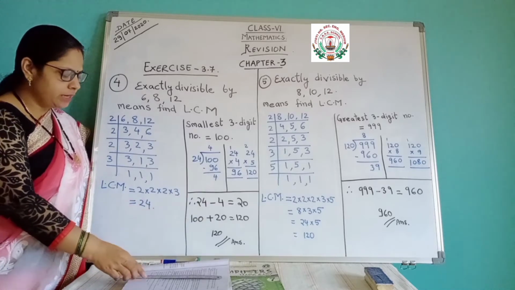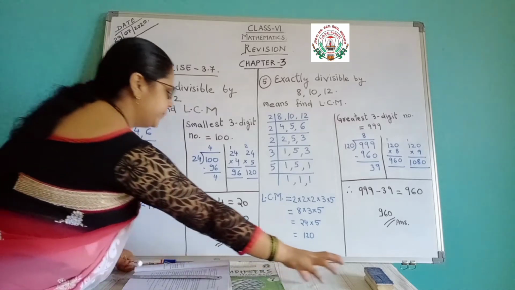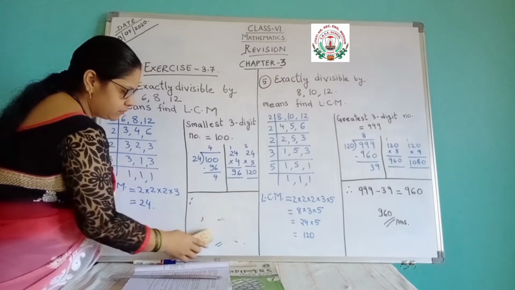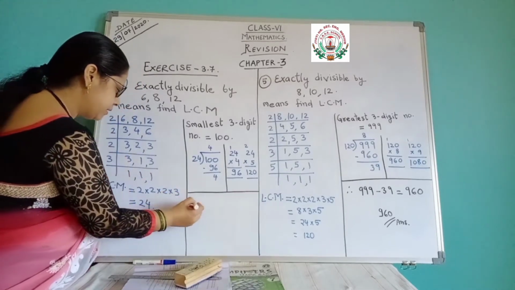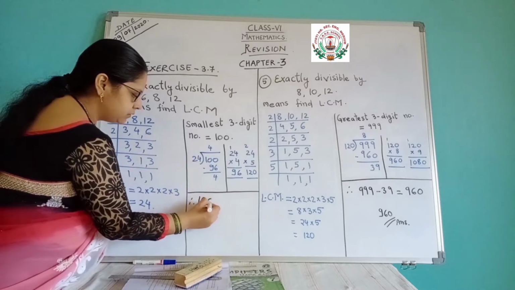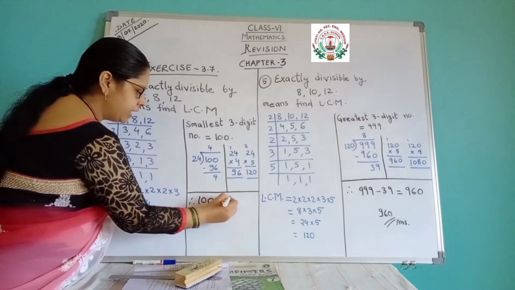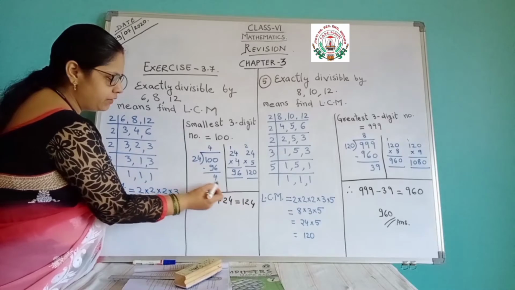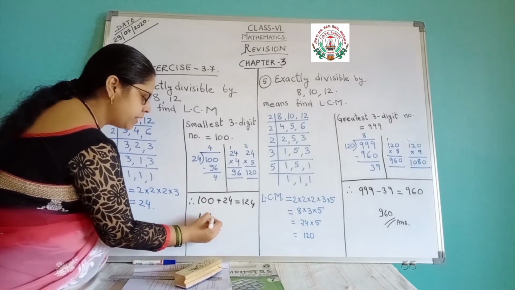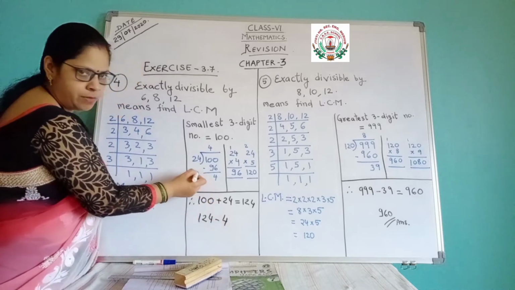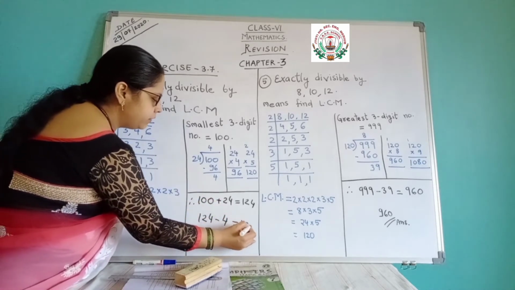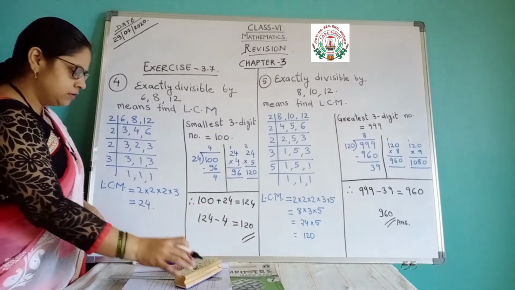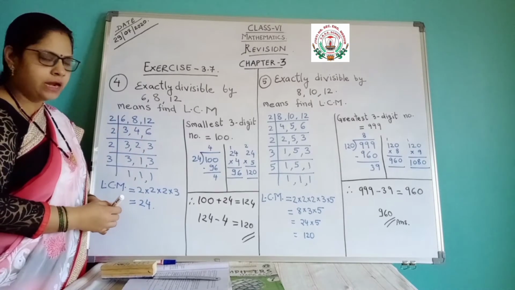Or else you can get it in the other way, if you are not understanding in this way. The smallest 3-digit number is 100 and to that we are adding 24. That is 124 we are getting, and in this 124, 4 is the remainder. So from this 124 you will subtract 4 because it is the remainder. Subtracting 4, you got 120. So this 120 is the answer. It means 120 is the least number which is exactly divisible by 6, 8 and 12.